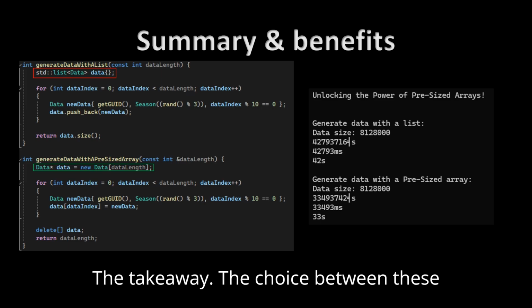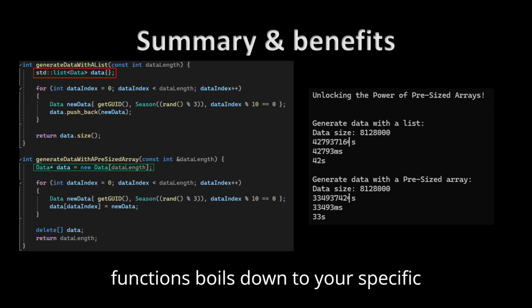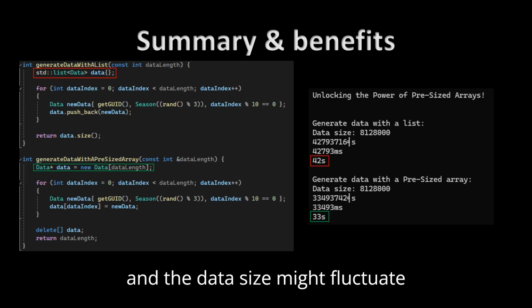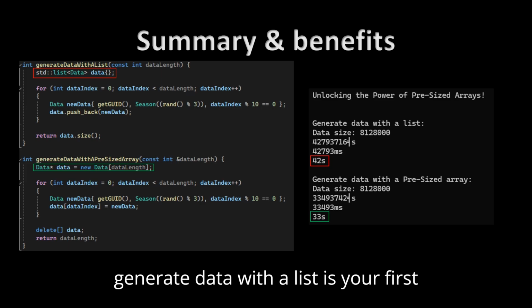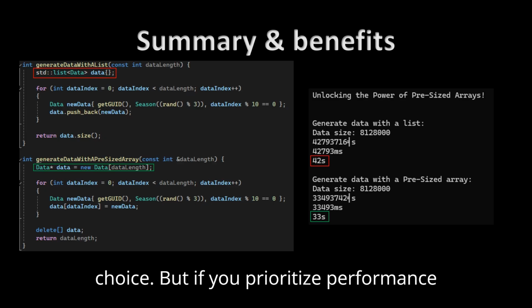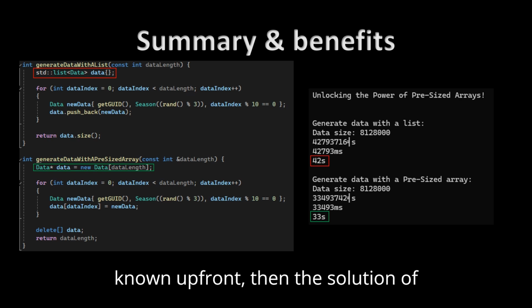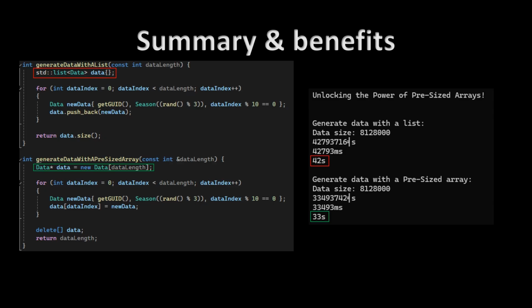The takeaway. The choice between these functions boils down to your specific needs. If flexibility is paramount and the data size might fluctuate, generate data with a list is your first choice. But if you prioritize performance and power efficiency, and the data size is known up front, then the solution of generate data with a pre-sized array shines.